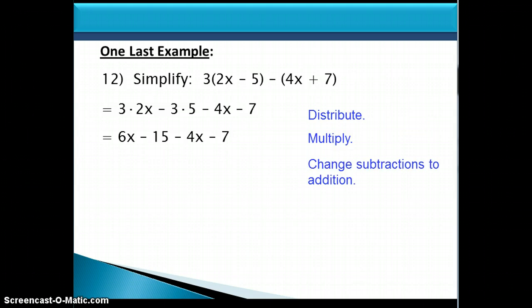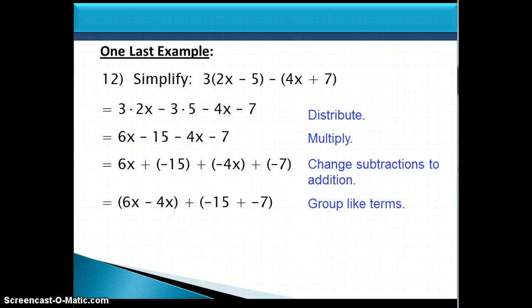Now I'm going to change the subtractions to addition. Now remember, you can do this mentally, but it's important that you do it this way before you actually rearrange terms and start combining like terms. So we end up with 6x plus negative 15 plus negative 4x plus negative 7. Now notice when we rearrange the terms and group like terms together, we'll end up with 6x minus 4x and negative 15 plus negative 7. Now we combine those like terms, so that will give us 2x, and then the negative 15 plus negative 7 gives us negative 22.